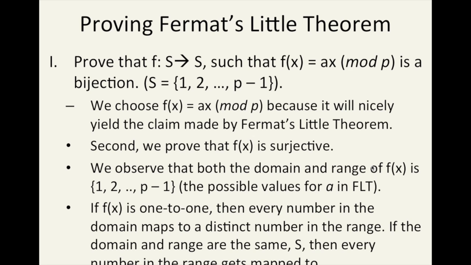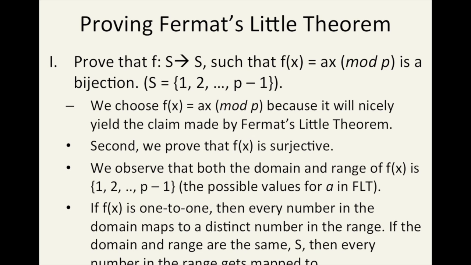Now the way that you want to think about this is that since the range and the domain are both all these numbers from 1 to p minus 1, then if a single number in the domain, such as 1, maps to a distinct number in the range, let's say p minus 1, then simply enough, if every single number in the domain matches to another distinct number in the range, and the range is the exact same set, 1 to p minus 1, then it means that every single number in the range has to get mapped to.